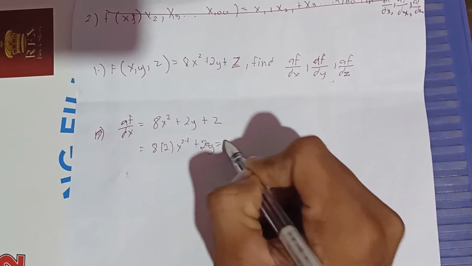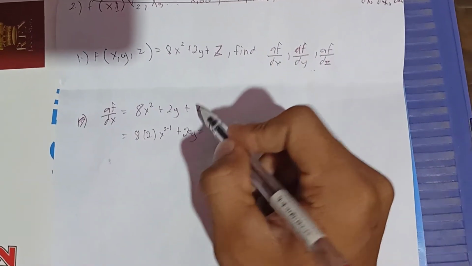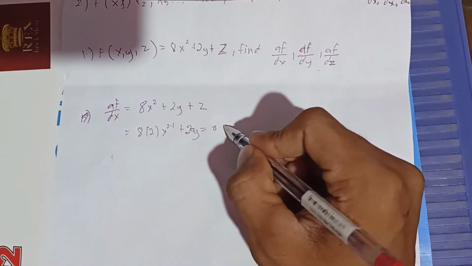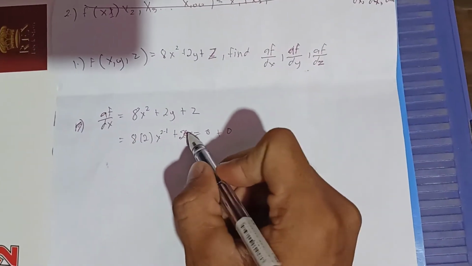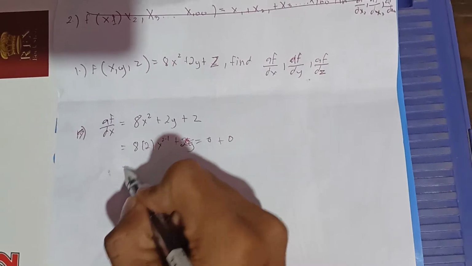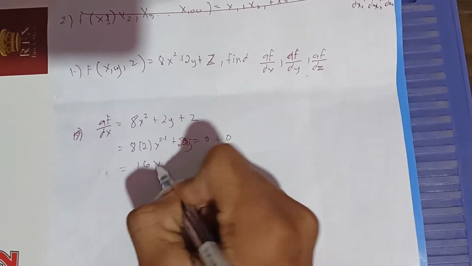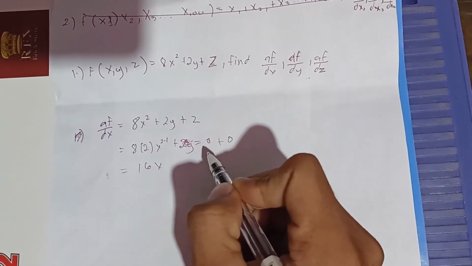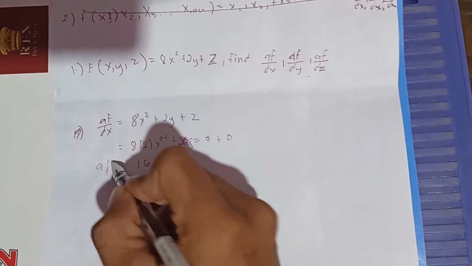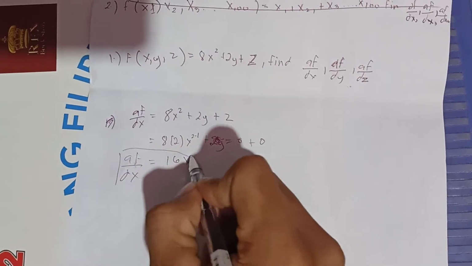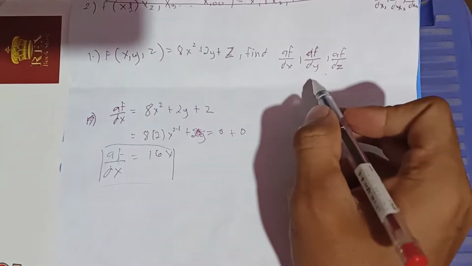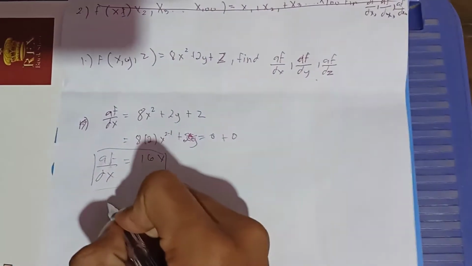So that becomes 0. And then the z will become 0, plus 0. So only 0 plus 0 remains. So it will become 16x plus 0, right? So the ∂f/∂x will become 16x only with respect to that. Now let's find the ∂f/∂y.